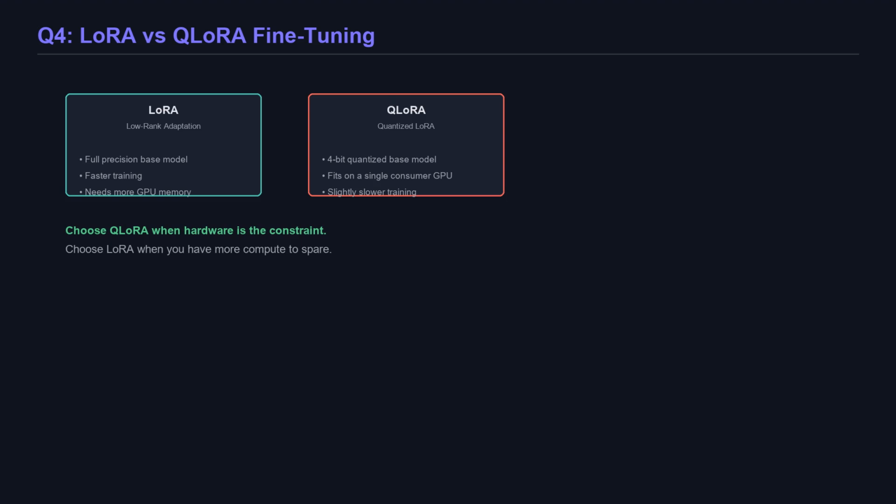Question 4. When would you choose QLoRA over LoRA for fine-tuning? QLoRA adds quantization on top of LoRA, dramatically reducing memory usage, making it possible to fine-tune large models on a single consumer GPU. Choose QLoRA when hardware is the constraint. Choose standard LoRA when you have more compute and want slightly faster training.